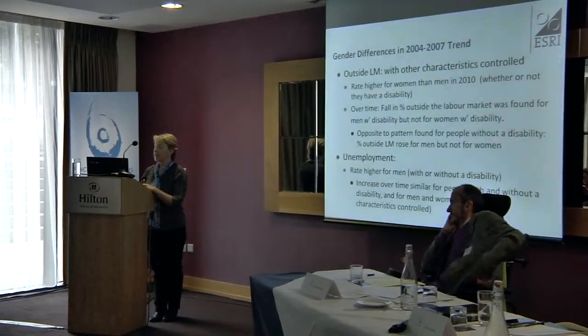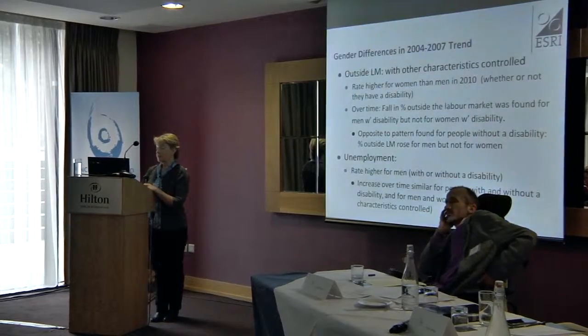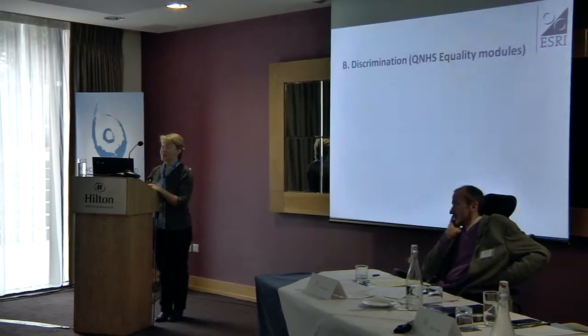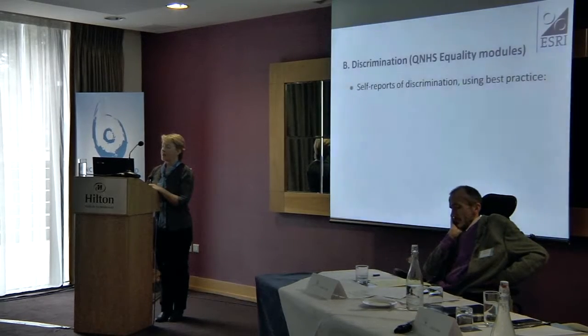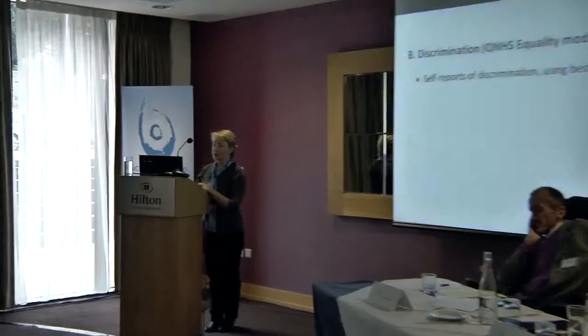Turning then very quickly, just to summarise, I don't need to spend time on this because I've just said it. Turning quickly to discrimination. Again, we're using the same source of data, 2004 and 2010, the equality module, and the measure of discrimination is based on asking the person whether they were discriminated against in a specific social context. So we're looking at work situations, at various access to different types of services. And we're asking them about what happened in the last 2 years.